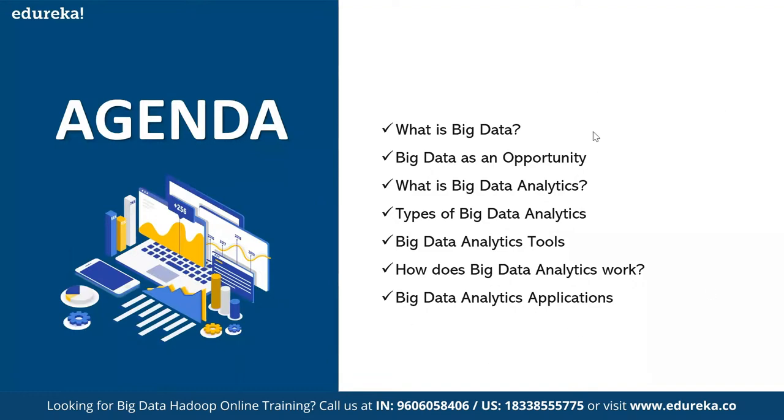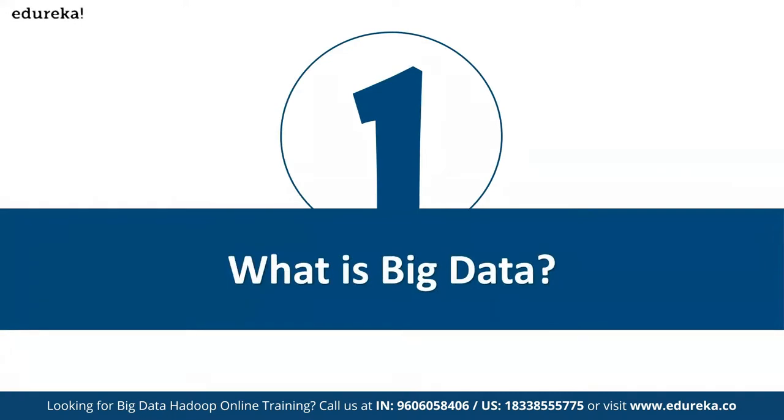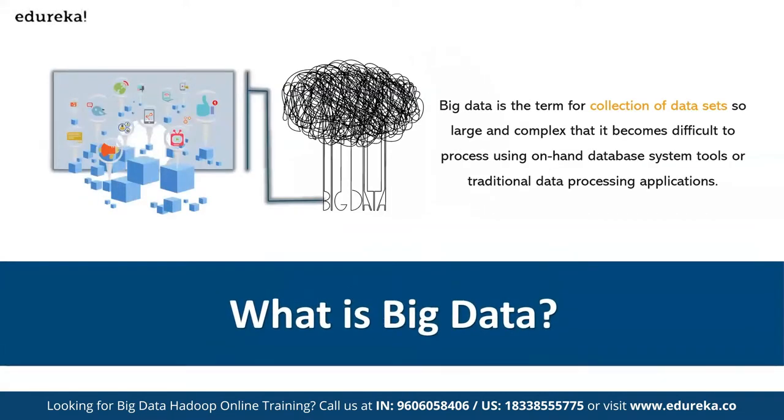Okay, so let's talk about what big data is. There is a dictionary definition of big data. Big data is the term for collections of data sets so large and complex that it is difficult to process using on-hand database system tools or traditional data processing applications. So from this definition, we understand that this is data which is not storable or processable by our legacy systems, like RDBMS systems. You can consider big data as high volume, high velocity, high variety information assets that demand cost-effective, innovative forms of information processing that enable enhanced insight, decision-making, and process automation.